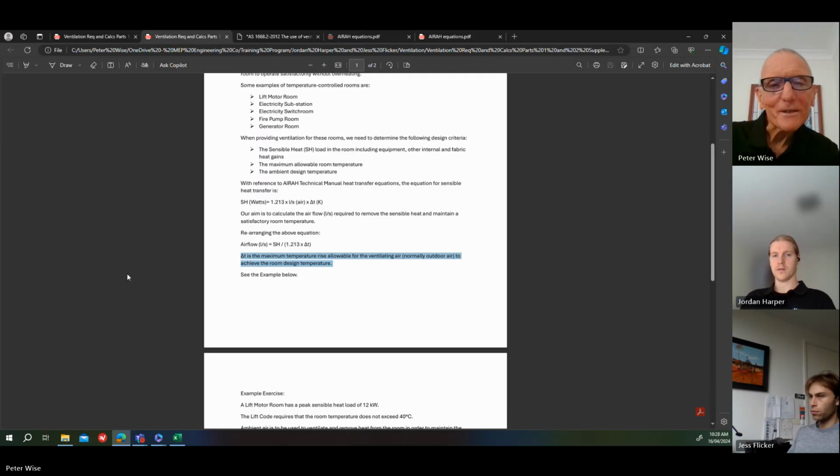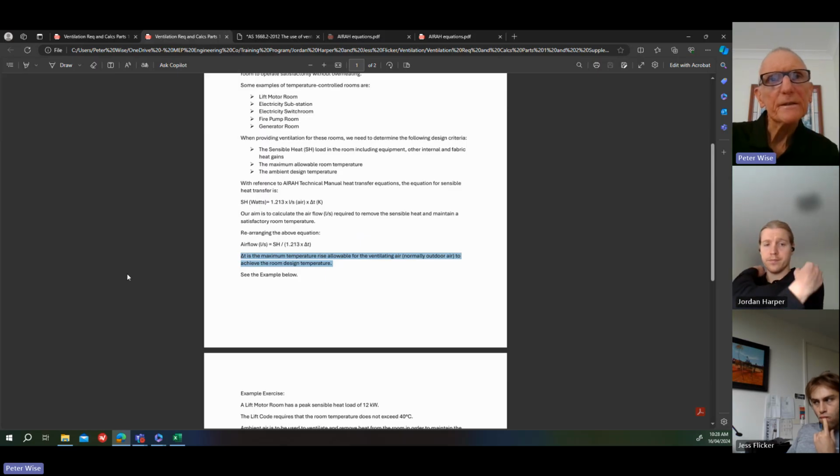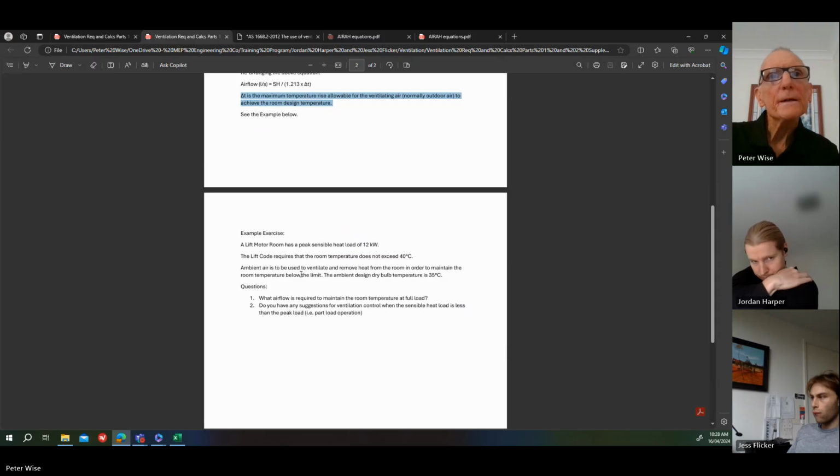So we're going from 35 to 40, okay? That's the maximum that you can allow the temperature to rise. And that delta T is then going to dictate the airflow.